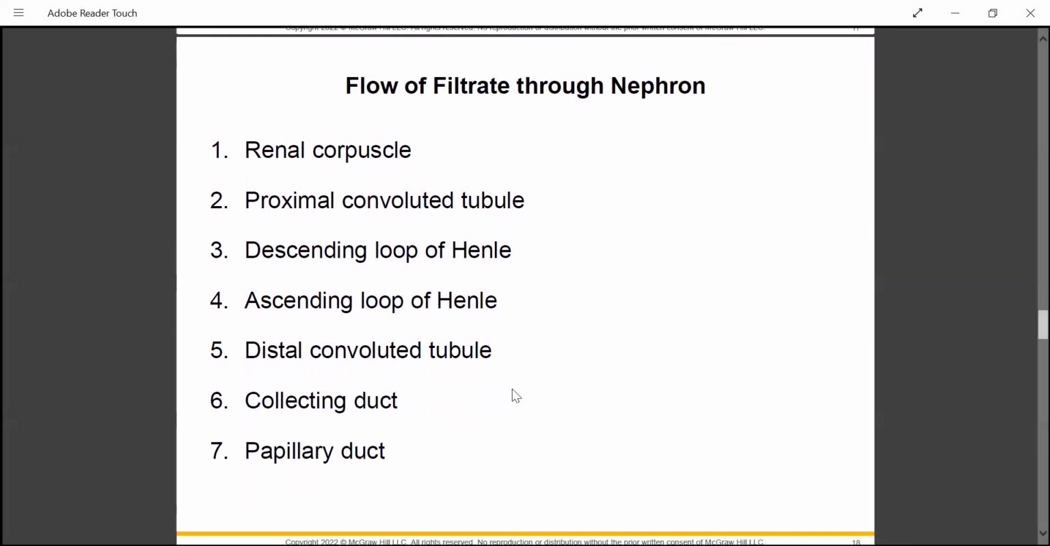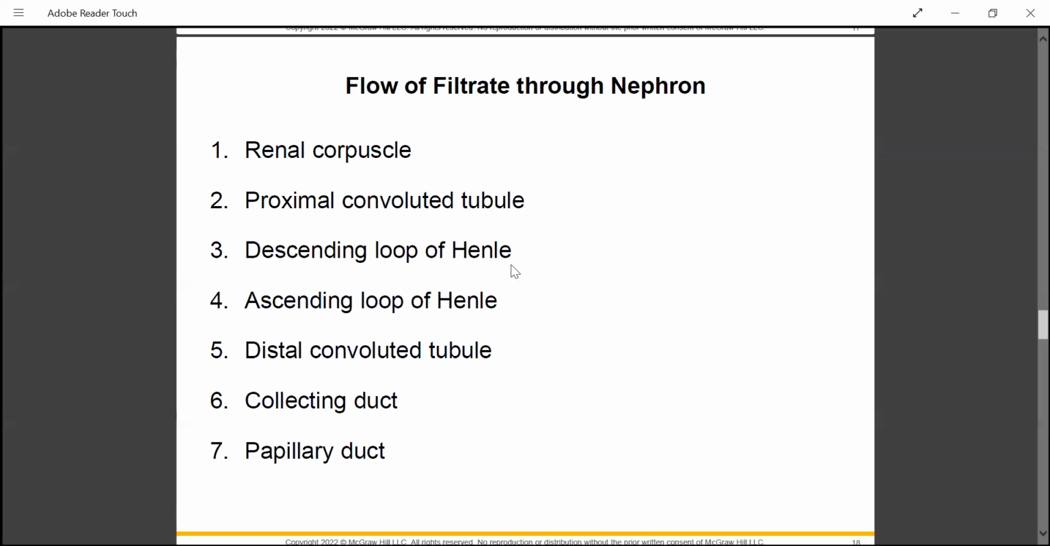So this order you definitely need to know. This is the flow of filtrate through the nephron. This is our renal corpuscle we started with. That's how we're forming our filtrate. The glomerular capillaries are under high pressure. Fluid is pushed out. The Bowman's capsule collects that and sends it to our proximal convoluted tubule.